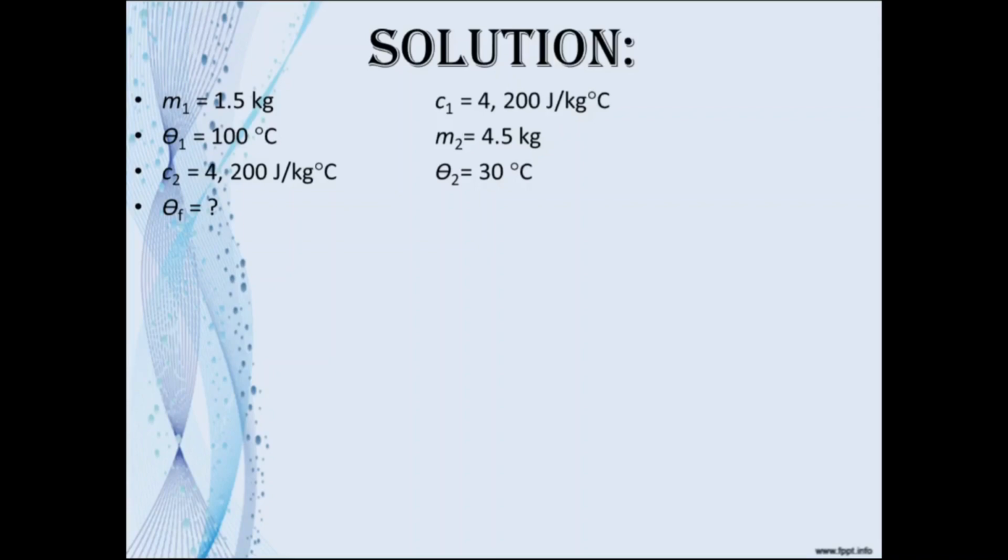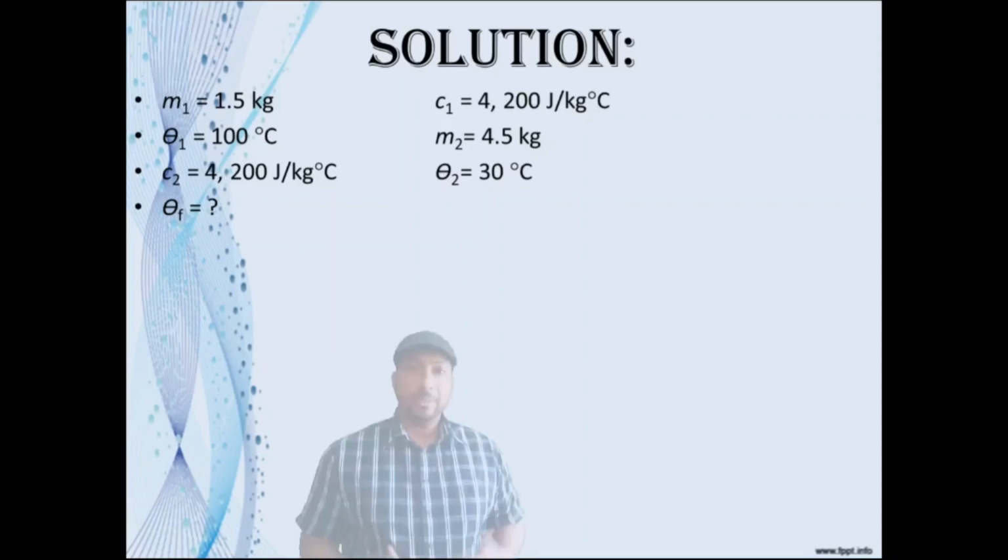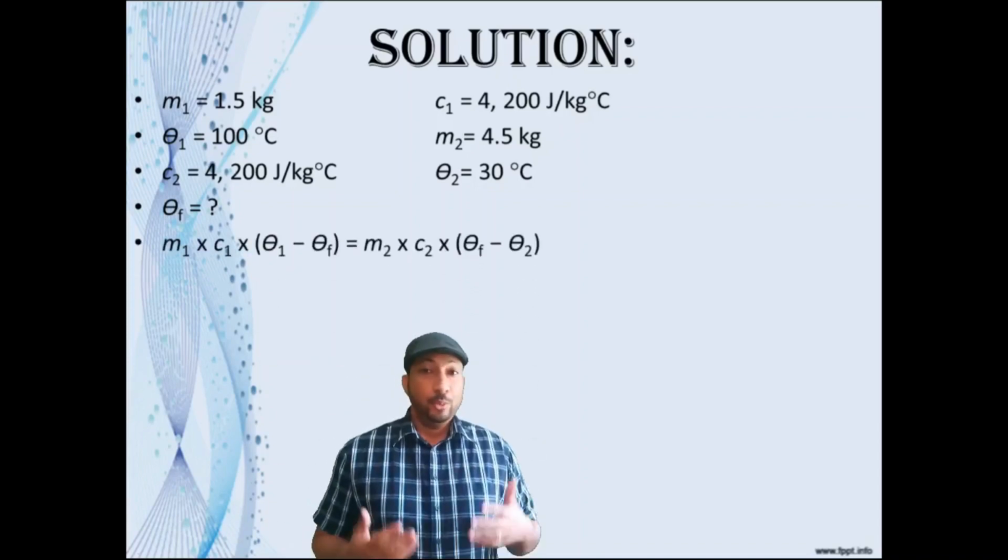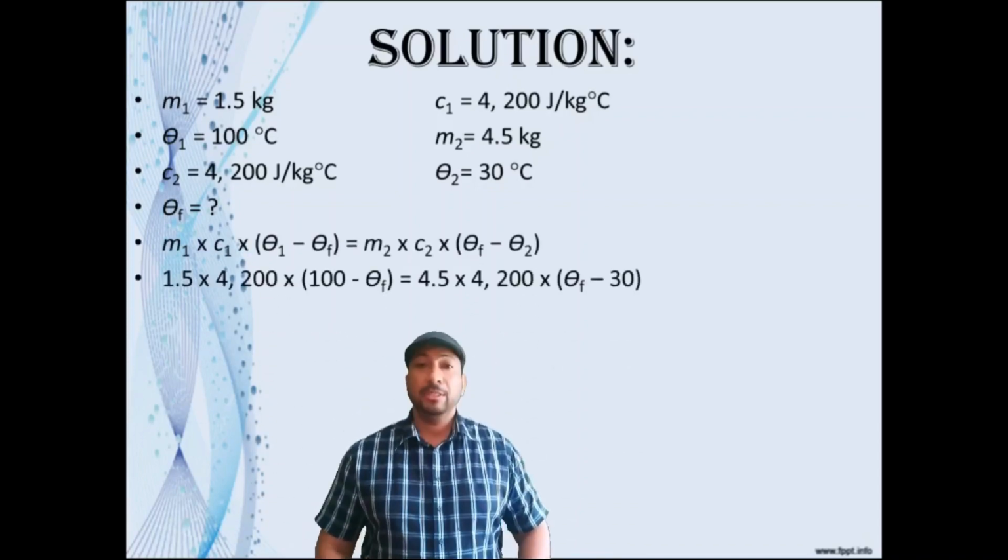m2, the mass of the cooler water, is 4.5 kilograms. Since it is water also, it would be 4,200 joules per kilogram degrees Celsius for its specific heat capacity. And the initial temperature of the cool water is 30 degrees Celsius as stated in the problem. The final temperature is what we're to find. Next, after identifying our givens, we proceed by writing our formula. Then we substitute our values.